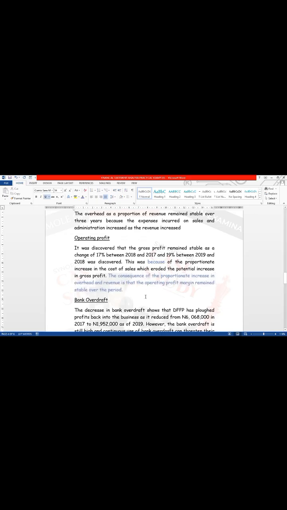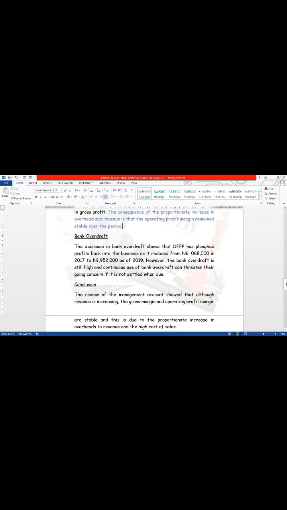Now, operating profits remain stable. Do you understand? It remains stable. And why? Why did it remain stable? It remains stable because as revenue was increasing, cost was also increasing. It was supposed to have increased, but it did not increase. Do you understand? It did not increase because what? The cost of sales overrode the revenue. So that was why the operating profit did not increase, it remained stable.